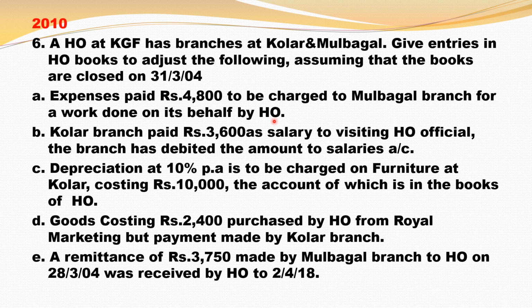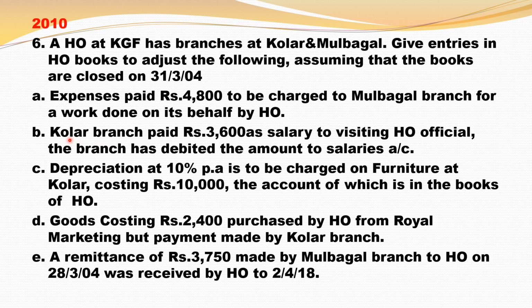We are passing journal entries in the books of head office. So it's an expense for Mulbagal branch. So Mulbagal branch account debit to bank. So branch, it's an expense, debit all expenses and losses, and it is paid by head office, cash goes out. So journal entry will be Mulbagal branch account debit to bank.